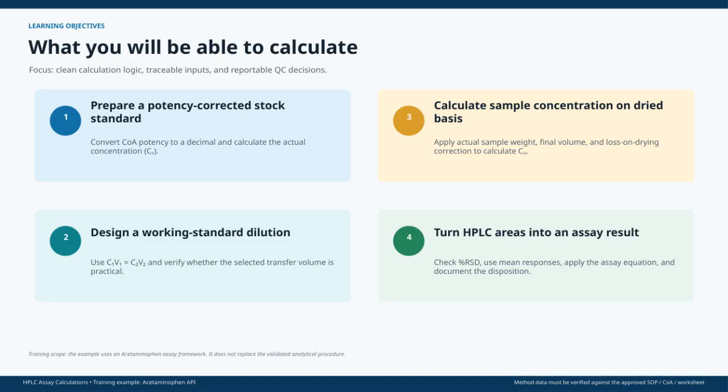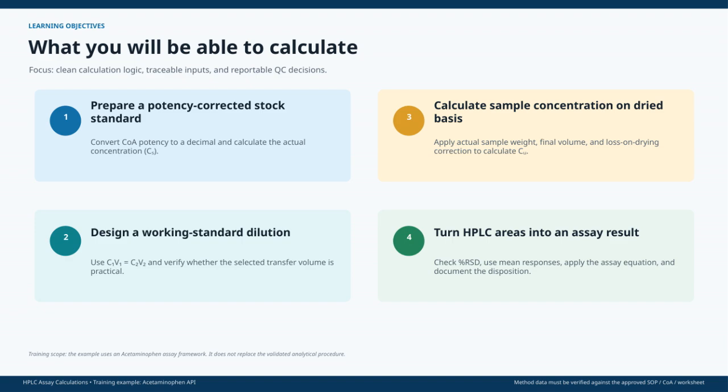In this training, we'll focus on HPLC assay calculations using acetaminophen as our example API. First and foremost, all method data must be carefully verified against the approved standard operating procedure, certificate of analysis, or worksheet to ensure accuracy and compliance. Our learning objectives are designed to build a clear and logical approach to calculations that are traceable and can support quality control decisions. You'll learn to prepare a potency-corrected stock standard by converting the certificate of analysis potency into a decimal and calculating the actual concentration, which we refer to as CS.